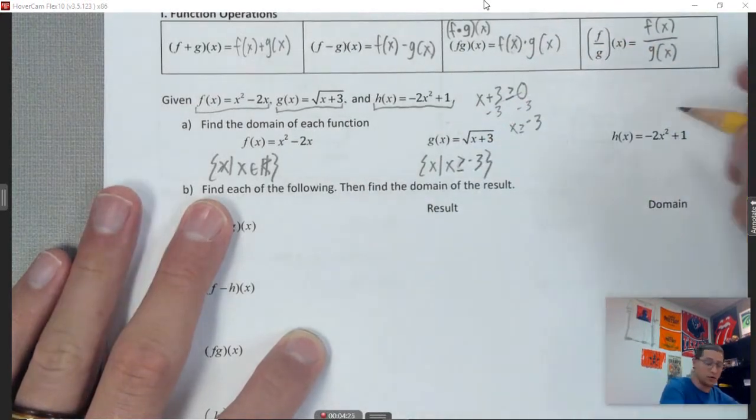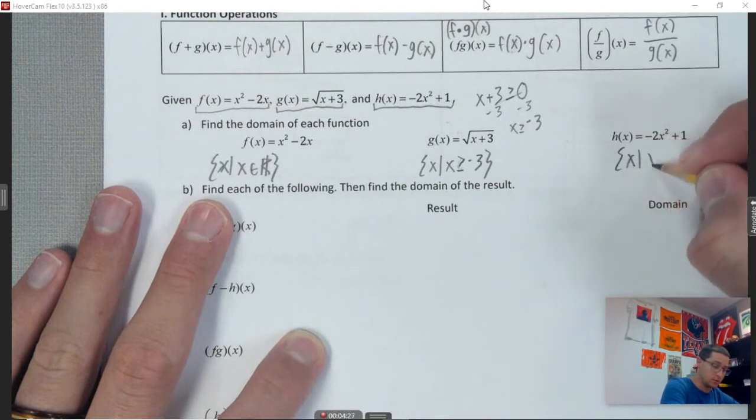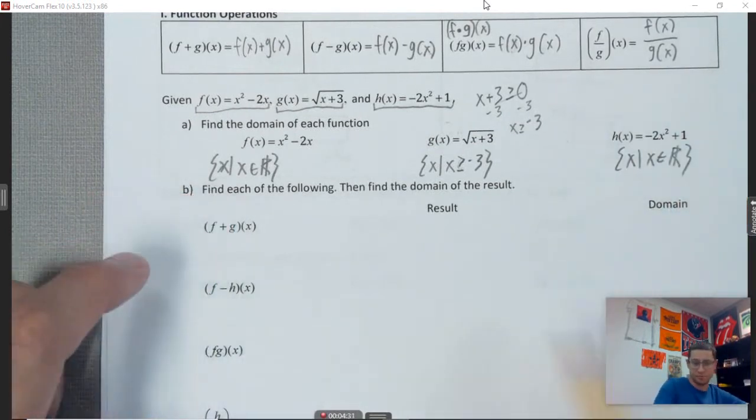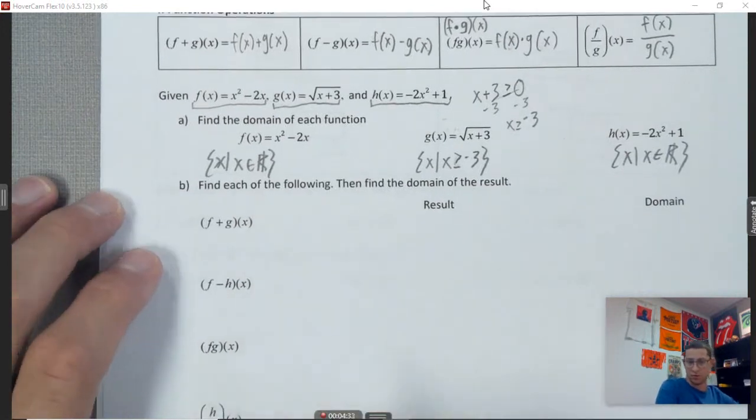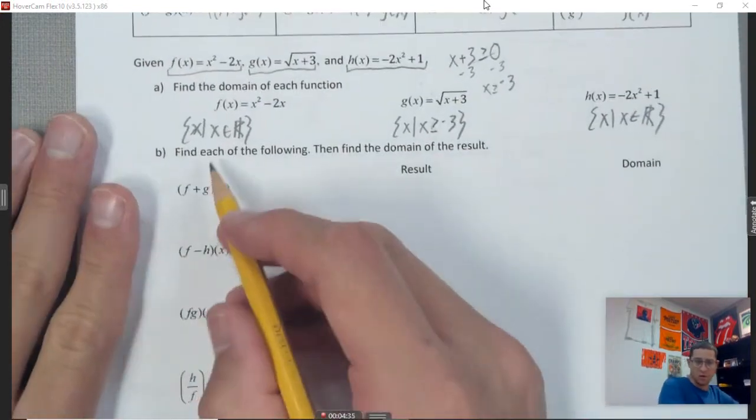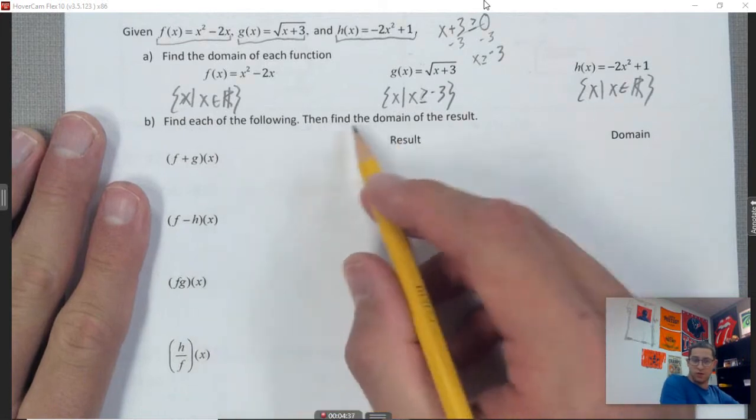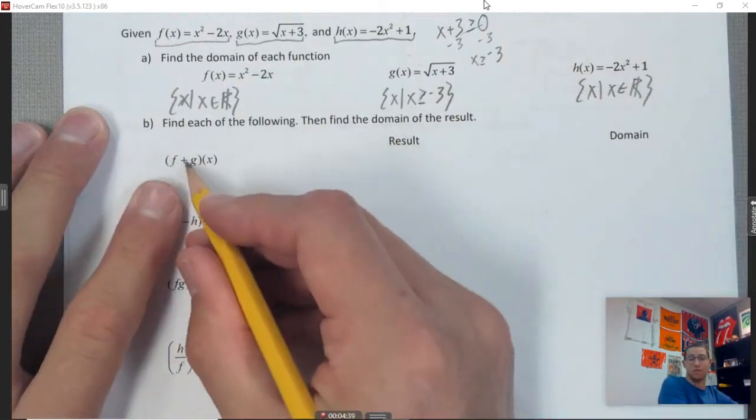Okay, and then over here, no restrictions. X is everything in the real number system, or a real number set. Okay, so find each of the following, then find the domain. All right, so f plus g of x.